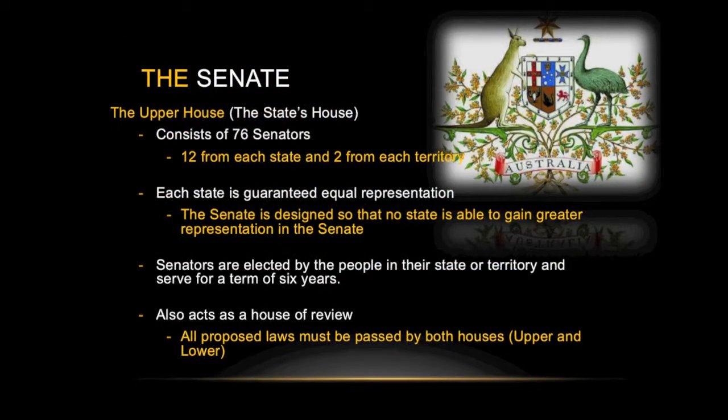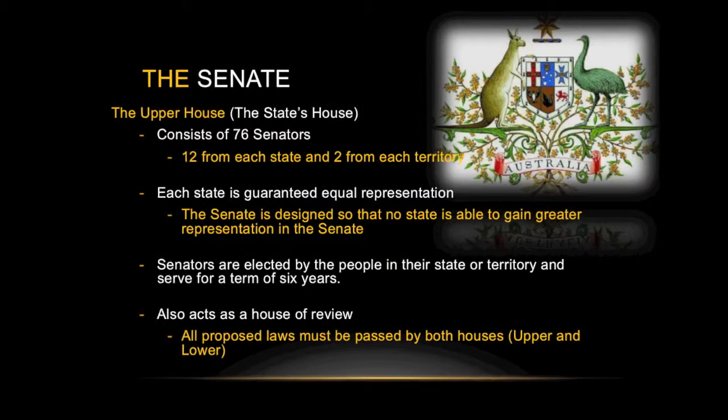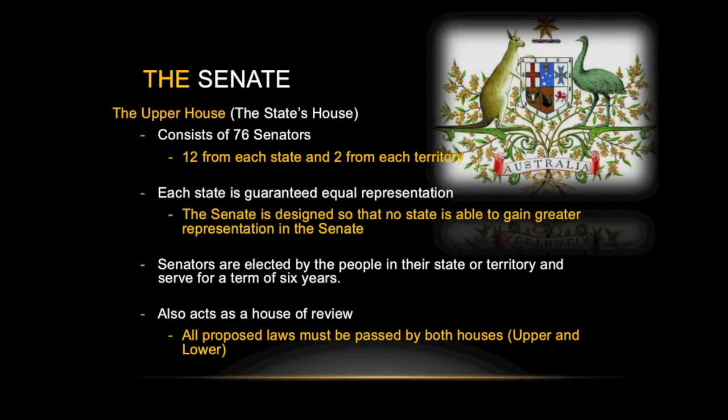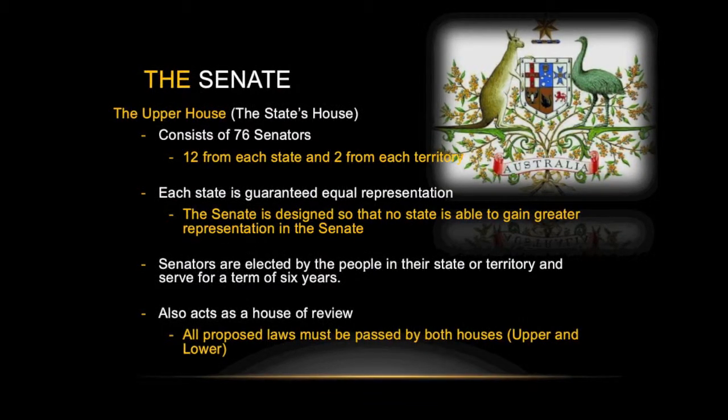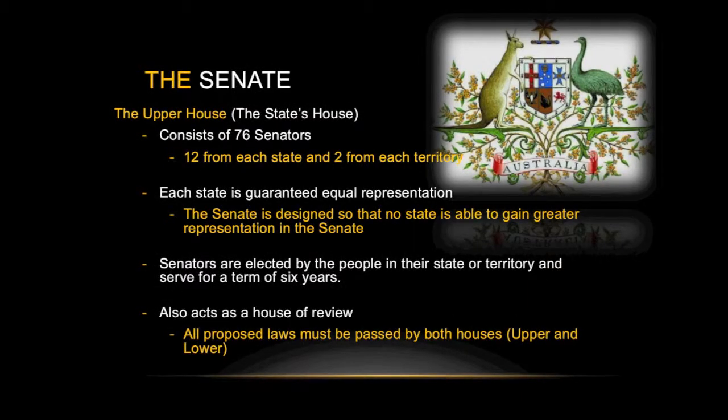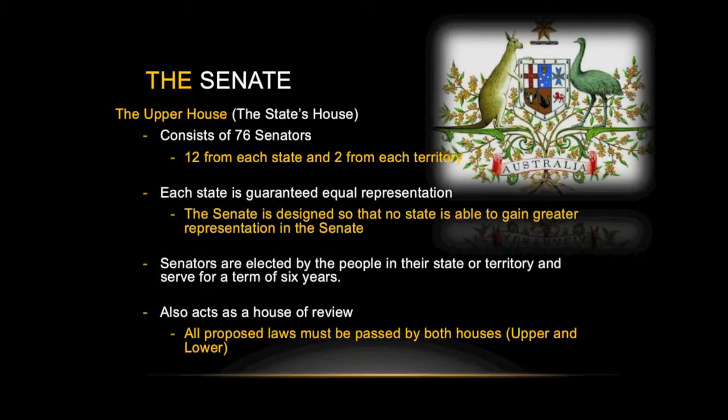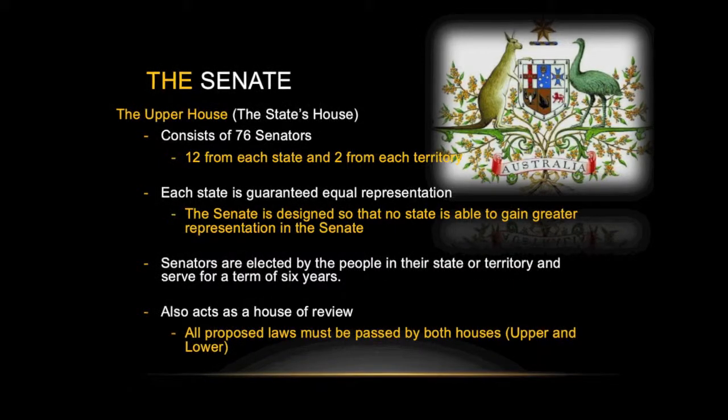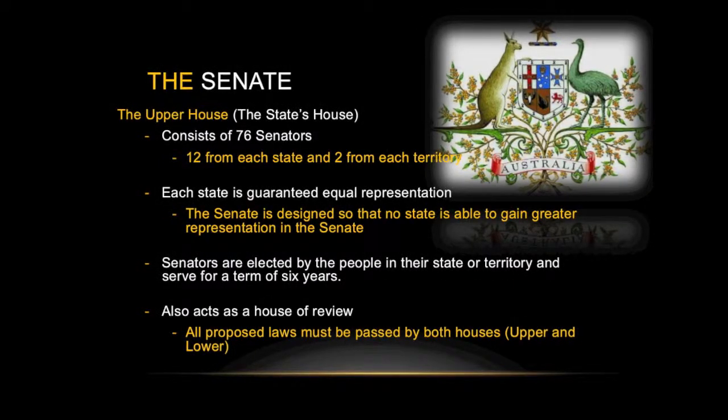The Senate is the upper house and consists of 76 senators. Each state is guaranteed equal representation, 12 from each state and 2 from each territory. The senators also act as a house of review. Here, law must be passed by both houses, upper and lower.